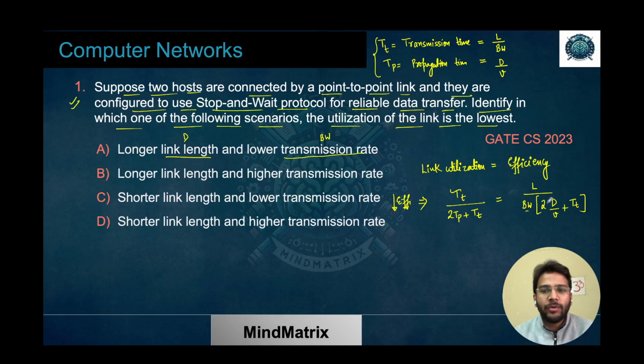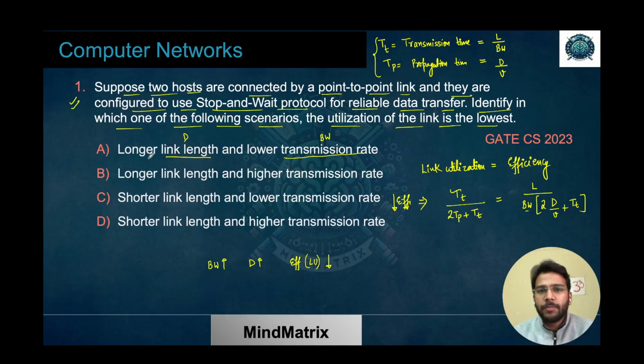Right? And if both are higher, in that case efficiency will be the lowest. So clearly we can say if my bandwidth is higher, and the link length is also higher, as the efficiency is inversely proportional to both of these, then the efficiency, or the link utilization, will be the lowest.